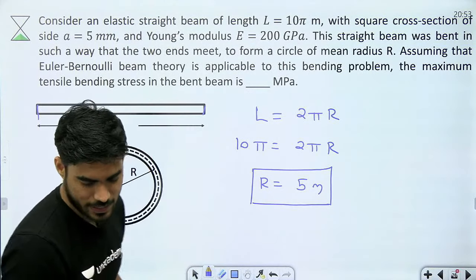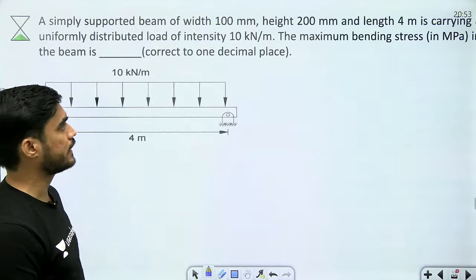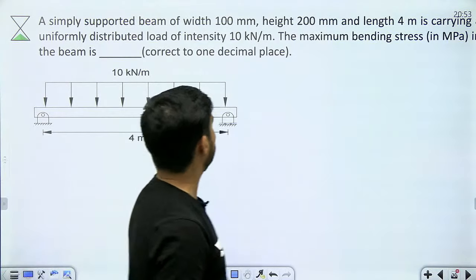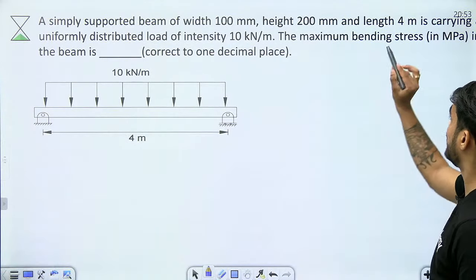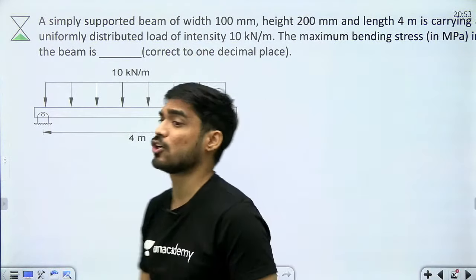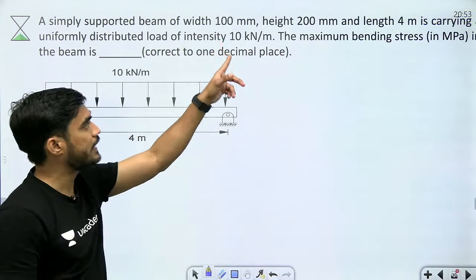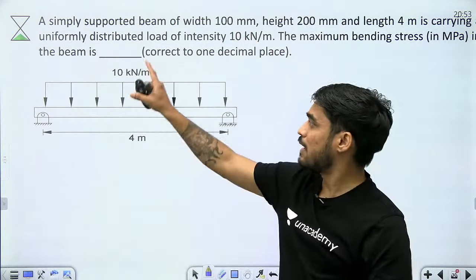Yes, very good. Now beta, let's move on to the next question. The next question is: a simply supported beam of width 100 mm, height 200 mm and length 4 meter is carrying a uniformly distributed load of intensity 10 kilonewton per meter. The maximum bending stress in the beam is?